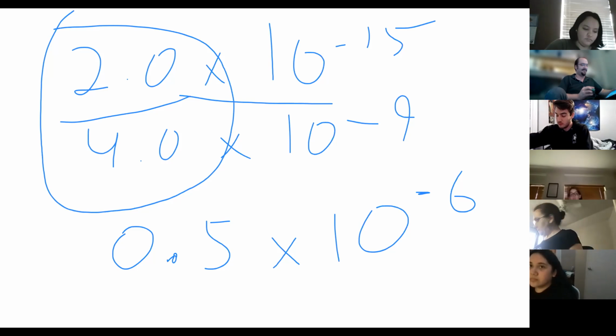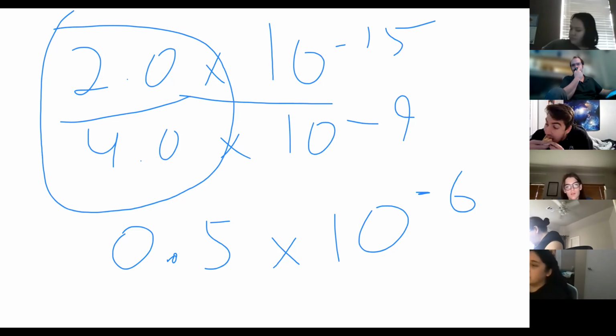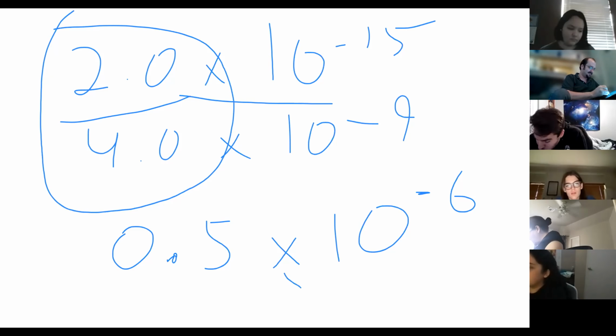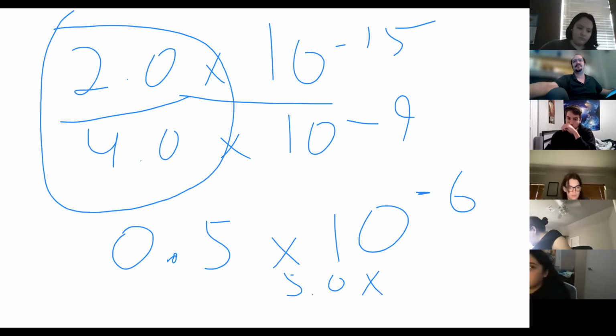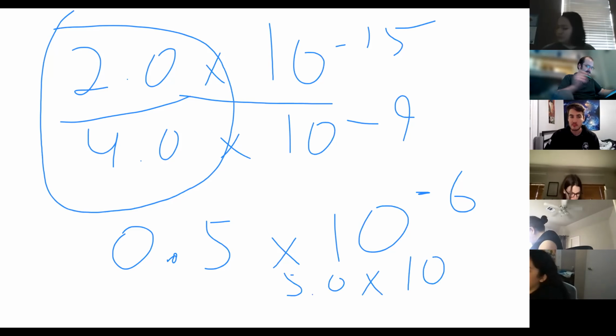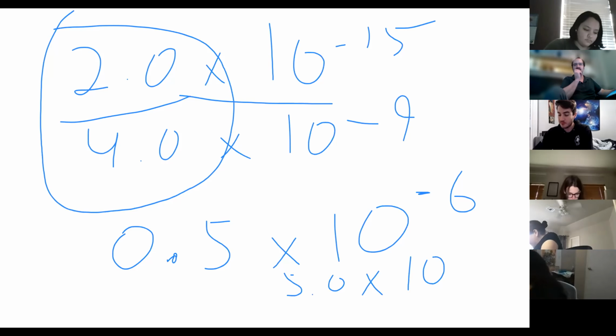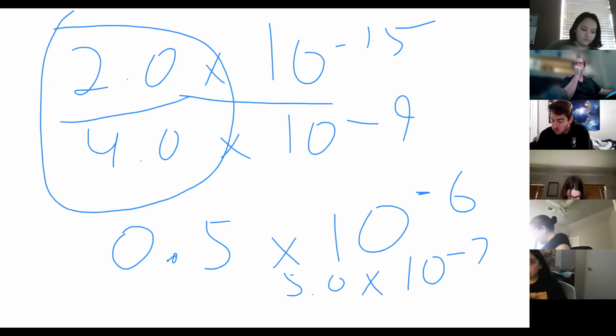There's one little shift I have to do, right? I don't want 0.5, I want 5.0, right? Yes, 5.0 times 10 to the what? This one got larger, so this one has to get smaller by 1. Minus 7, yes.